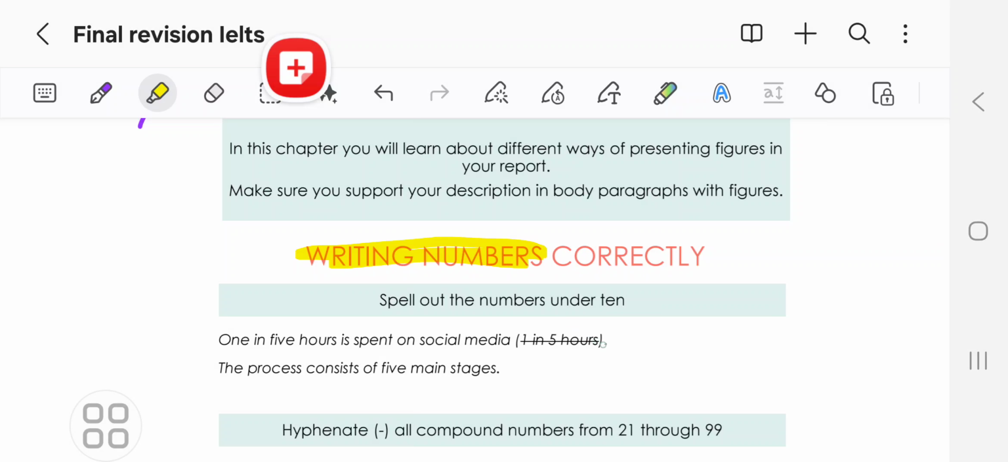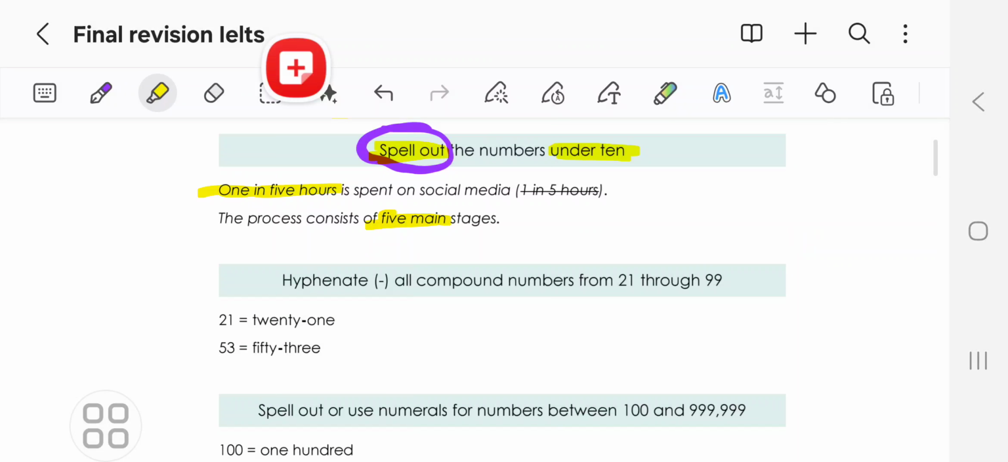Spell out the numbers under 10. So if it is under 10, it is better to write the spelling of the numbers. So you spell out, that's what you have to do. For example, one, in the 5 hour span, the social media process consists of five main stages. You can also use hyphenated words for all compound numbers from 21 to 99. So for 21 to 99, it is better to use a hyphenated word. Just use a hyphen there.